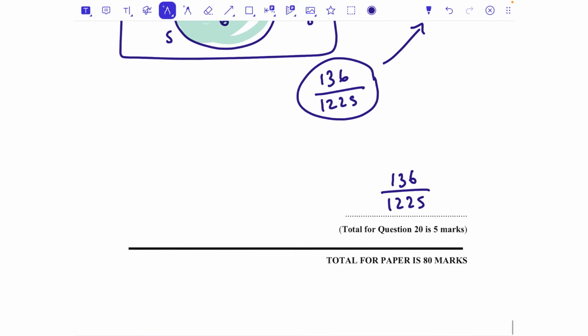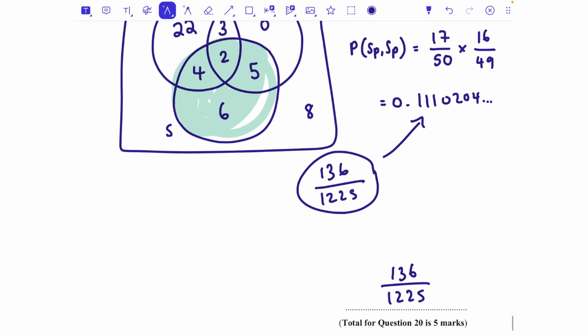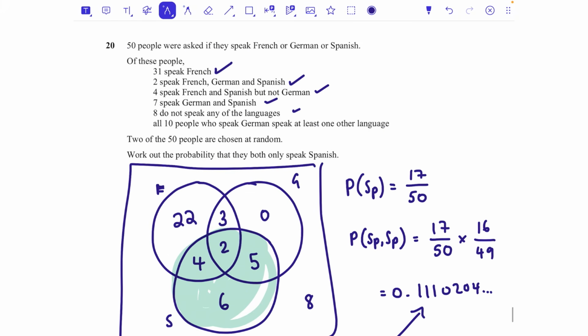Very well done. Very tricky one there. And that's the end of the paper. I hope you found that helpful. It was 40 marks this week, so yeah. Give you a good indication, half a paper.